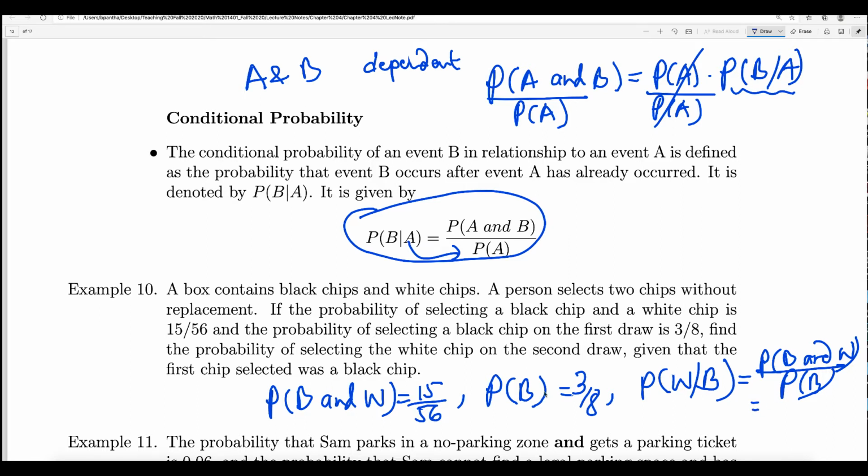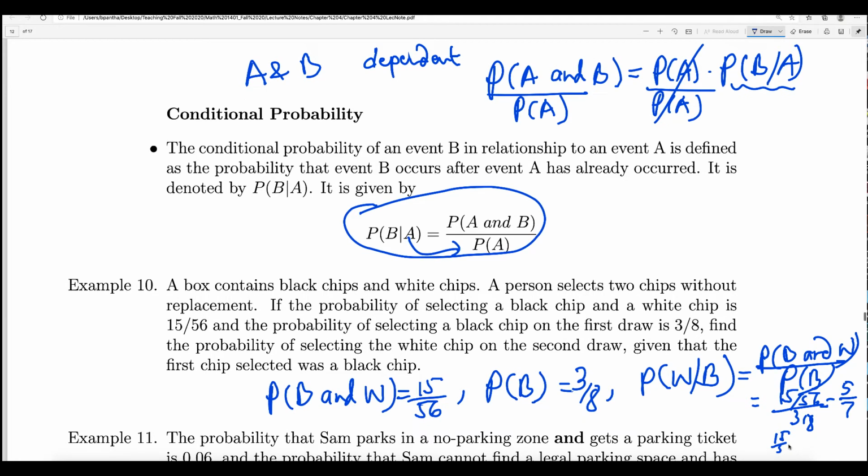So what is the probability of B and W? It is given as 15 over 56, divided by 3 over 8. If you simplify, I think it will be 5 over 7. How do you find that? It is 15 over 56 times 8 over 3. So you get 3 times 5 is 15, 8 times 7 is 56. So you can write 5 over 7 as the final answer.